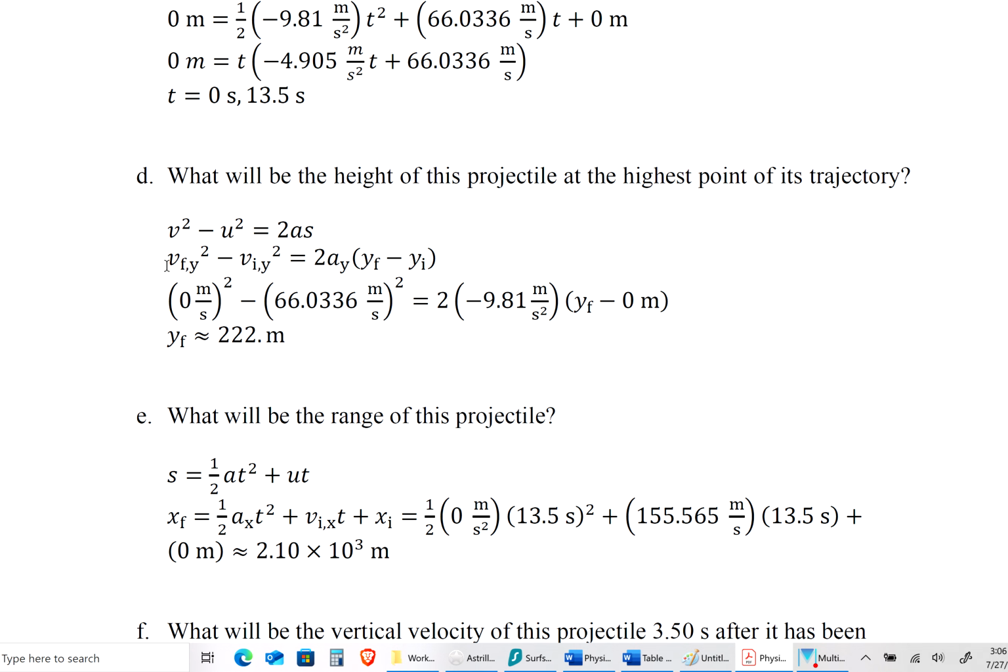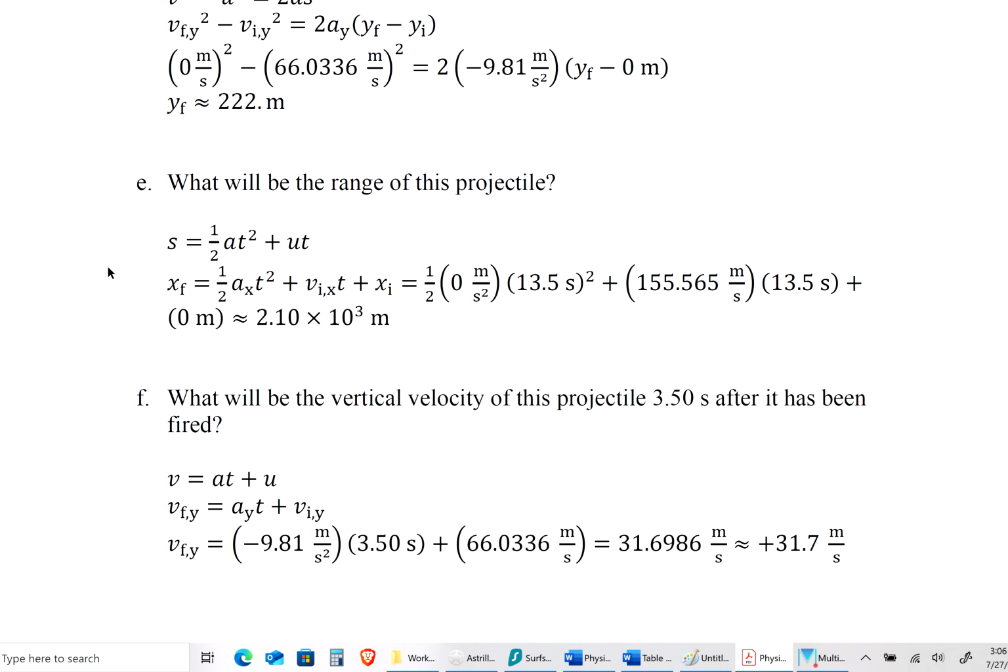So these are vertical variables. We're going to solve for y final. Where did I get v initial y? This is from part A. It's at the highest point of the trajectory, so v final y is 0. Part E, what would be the range of this projectile, meaning the horizontal distance traveled? We're going to use horizontal variables.